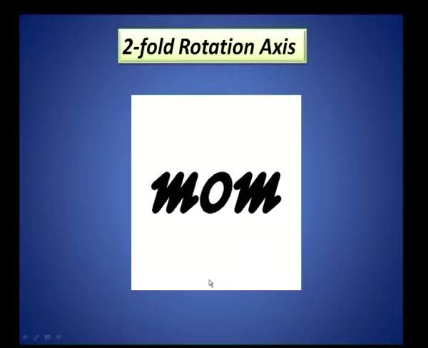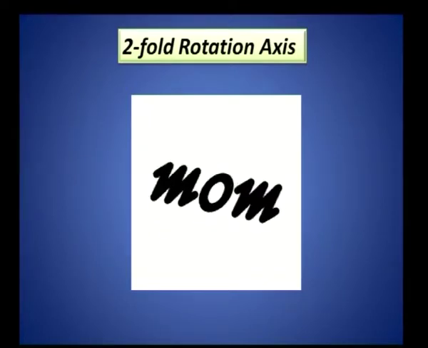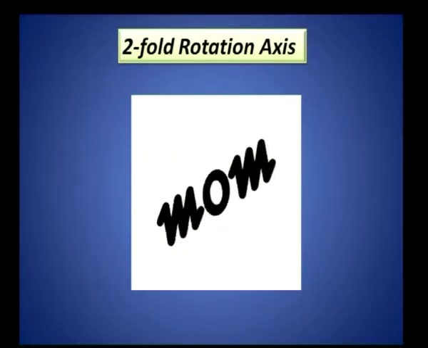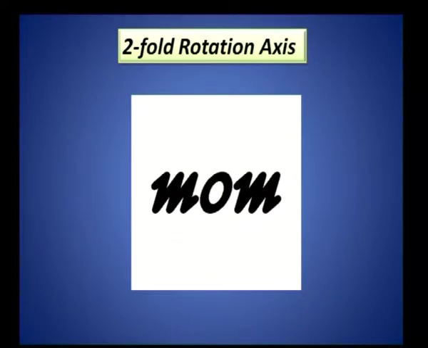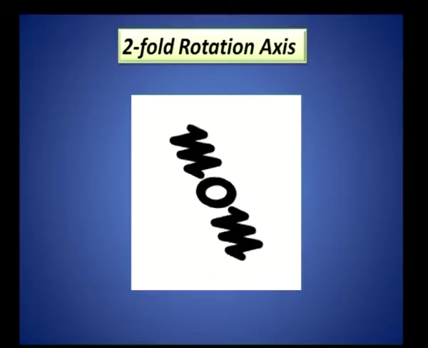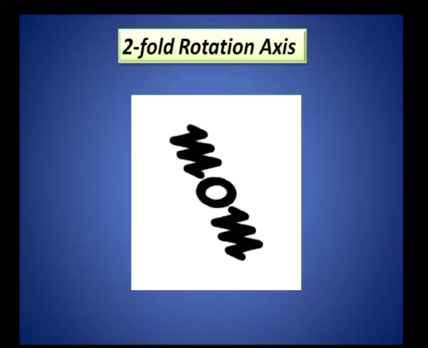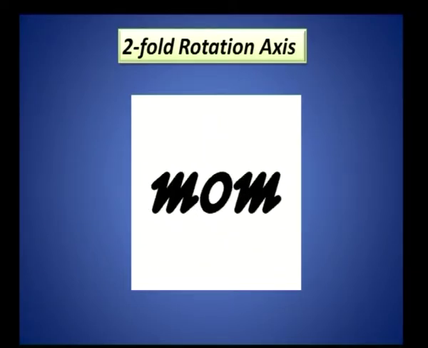Now, the word mum goes back to the same configuration when it is rotated through what angle? 90, or 180, or 360? You see, at 180, mum goes back to mum. It is getting repeated when it rotates through 180 degrees, that means 360 divided by 180 will be 2. So the word mum has a two-fold rotation axis.